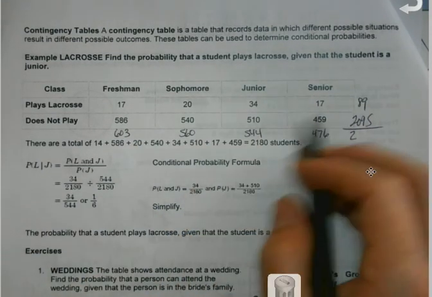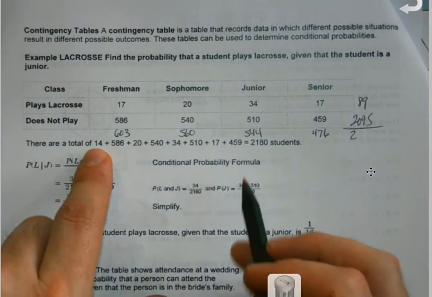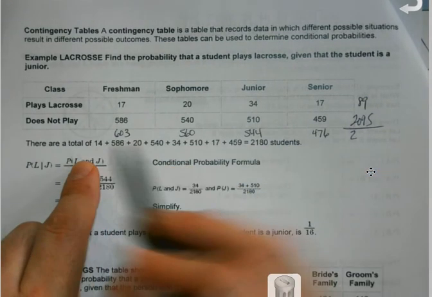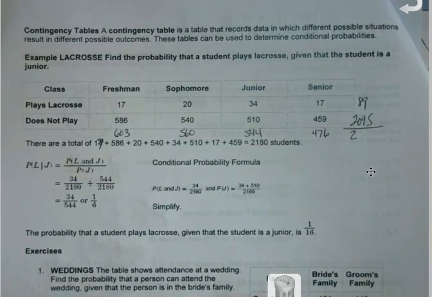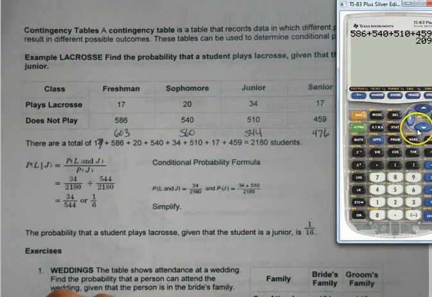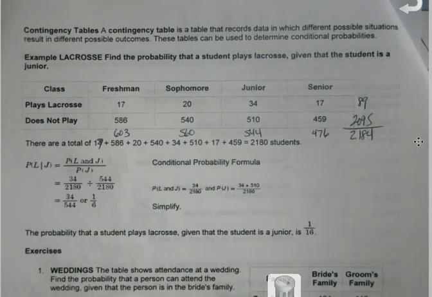I'm noticing when we were doing this before, their total up here is off because notice they have 17 here and that's 14. They're wrong. So, how many students do we have total? I've never seen that on a worksheet from an actual company before. 2184. So they need to pay better attention to what they're doing.